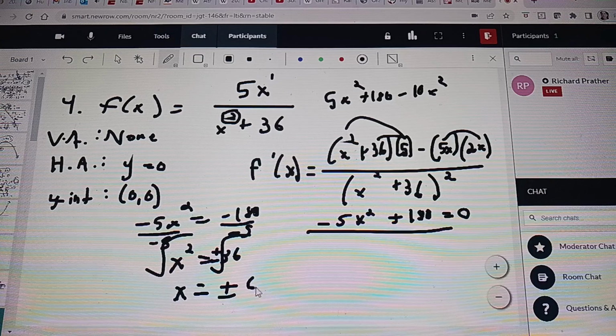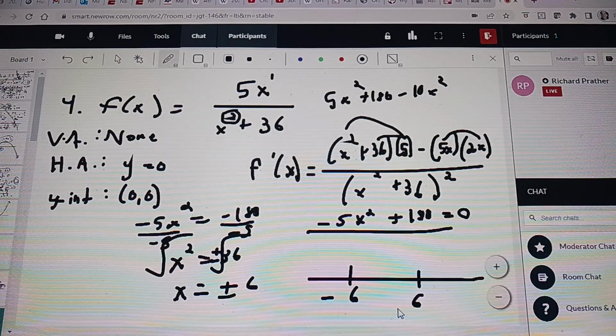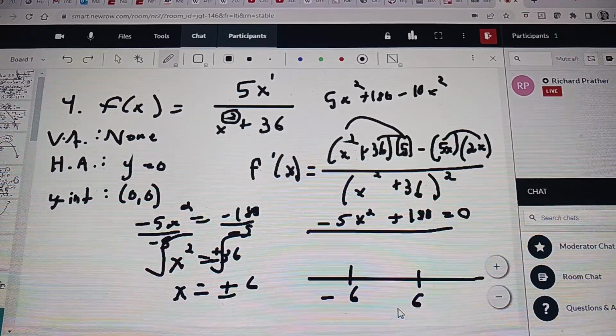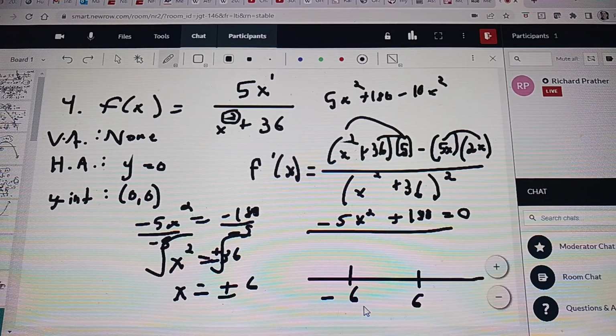Plus or minus 6, these are the two critical numbers. These make the derivative equal 0, because it's never undefined. The bottom can never be 0. So we don't have any undefined places, but we do have 2 times where the derivative is 0. So these could be local maxes and mins. And I need to plug them into the original derivative, which might be a little tough, but here it is right here.